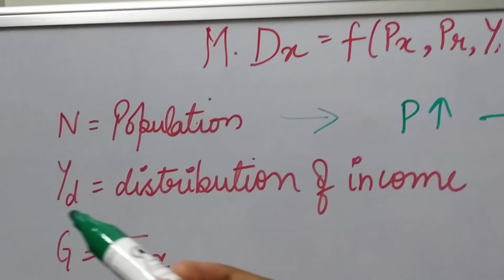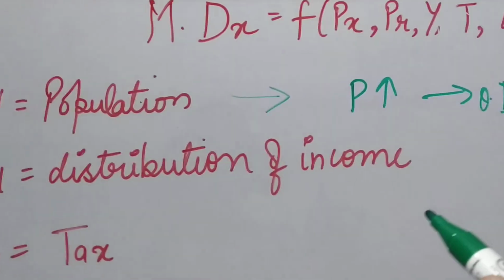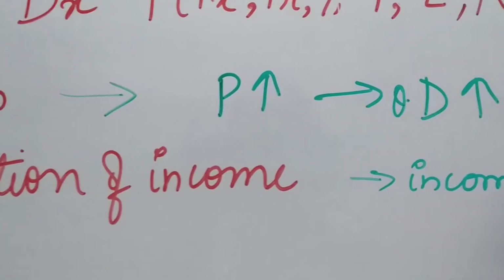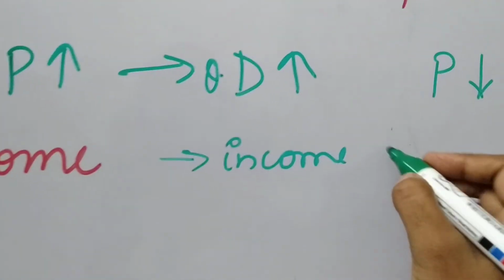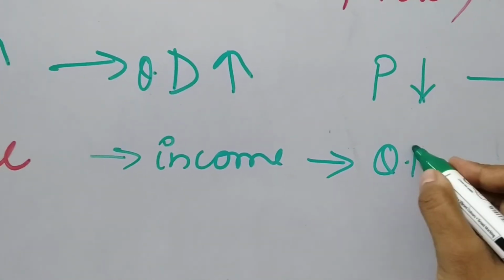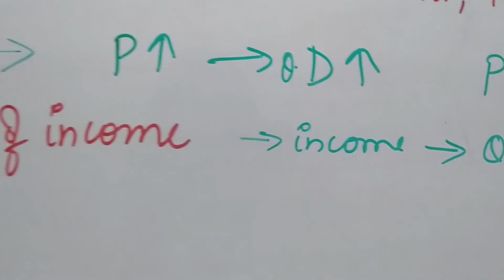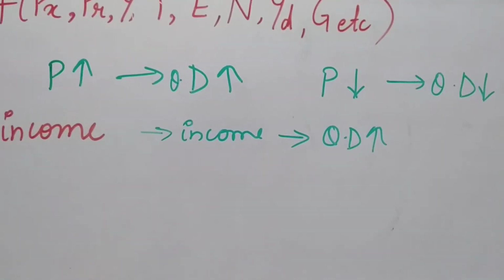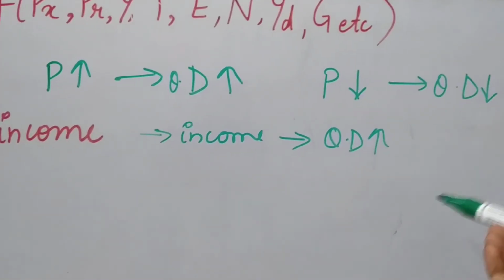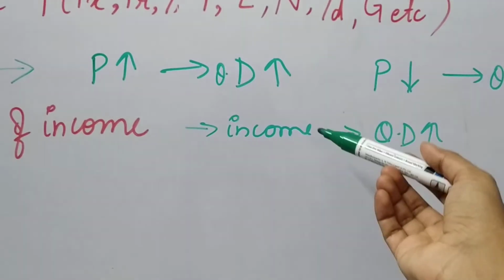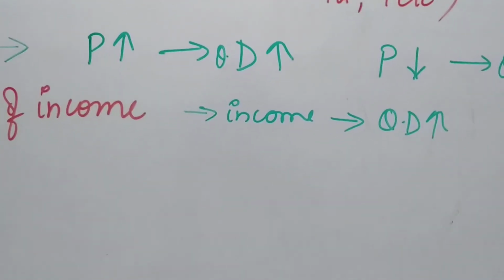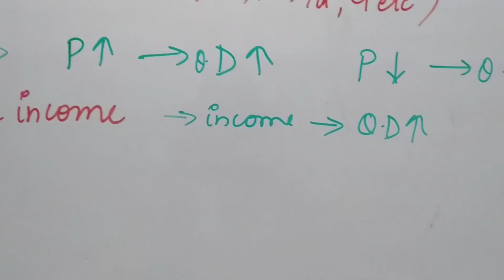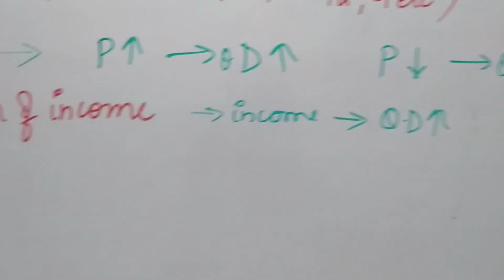Now the next one, YD, that is the distribution of income. If income is distributed properly, that means quantity demanded will increase. If there is a proper, equal distribution of income in the economy, everyone will get income, so quantity demanded will increase. And vice versa, if the distribution of income is not proper, or people are not getting proper income, then definitely quantity demanded will be reduced. So a negative relationship is there.